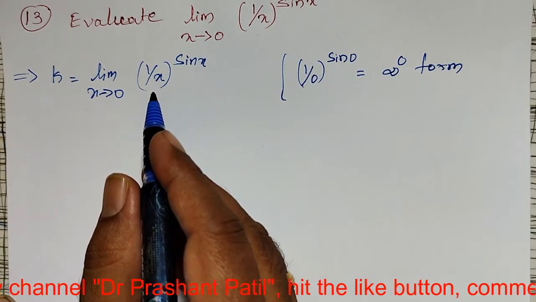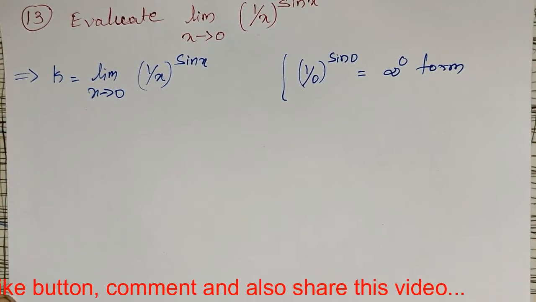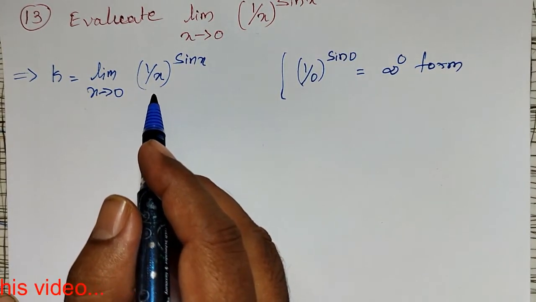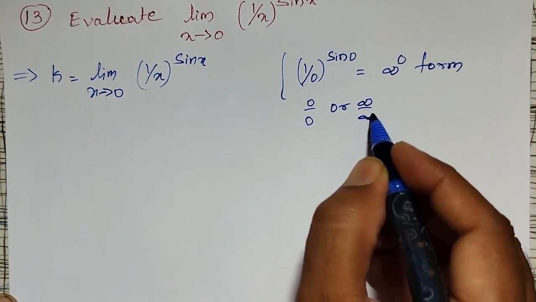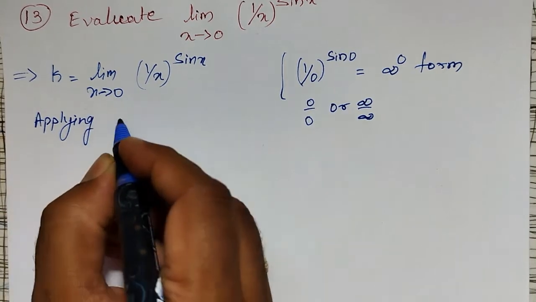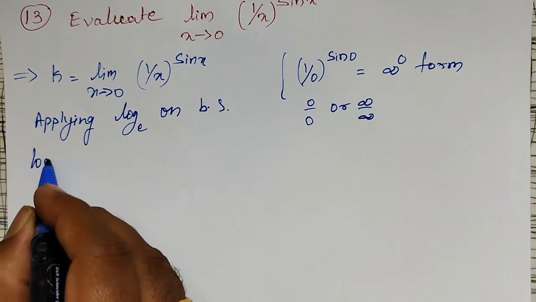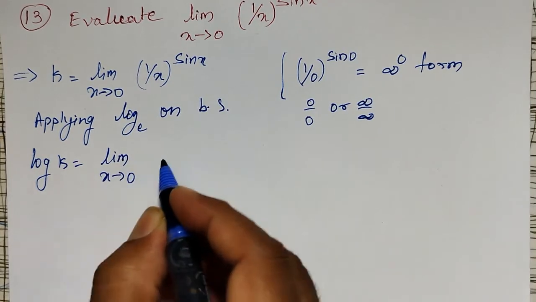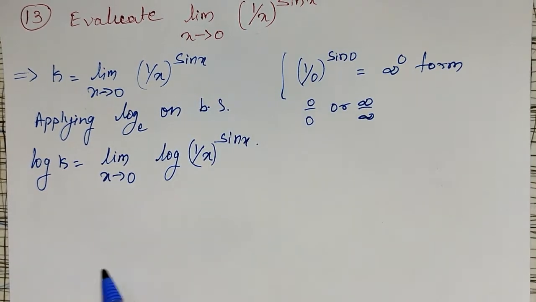To evaluate this, I have to convert it into 0 by 0 form or infinity by infinity form to apply the L'Hospital rule. To do that, I have to apply log on both sides. That is, applying log to the base e on both sides. Then log k must be equal to, and log is applied inside the limit, limit as x tends to 0, log of (1 by x) whole raised to sin x.